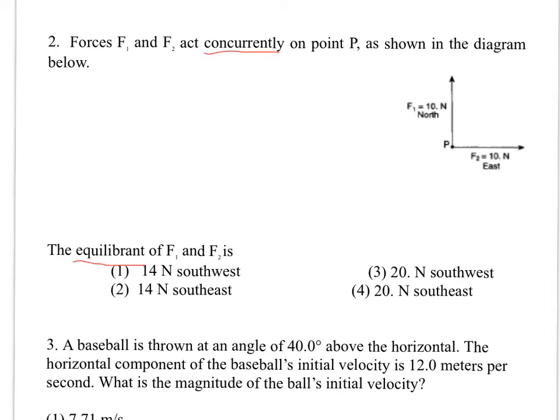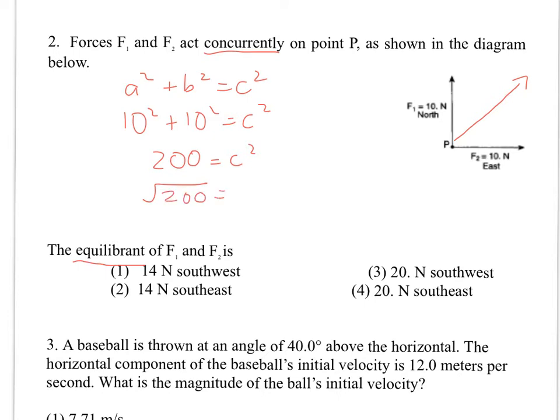The resultant vector of these two would go like this and would be, we use the Pythagorean theorem, a squared plus b squared equals c squared. Which is approximately 14 newtons, and that one is going northeast. So the equilibrant to this would go the opposite direction, equal in magnitude, 14 newtons southwest. And the answer for that is choice 1.